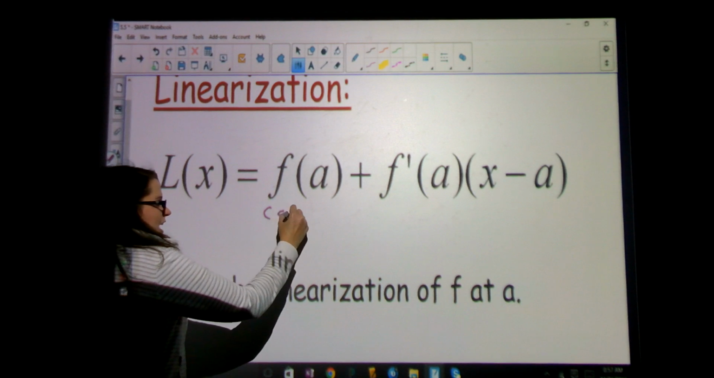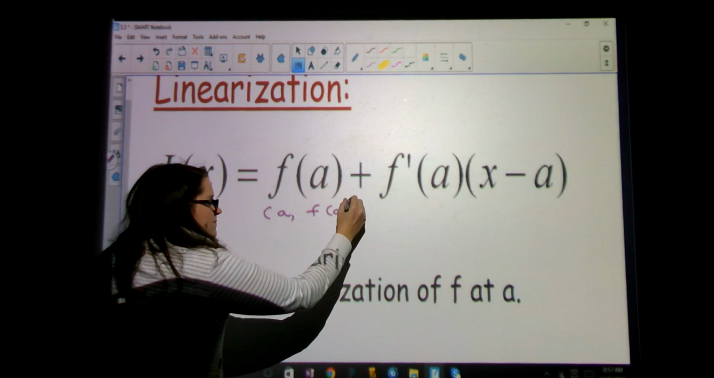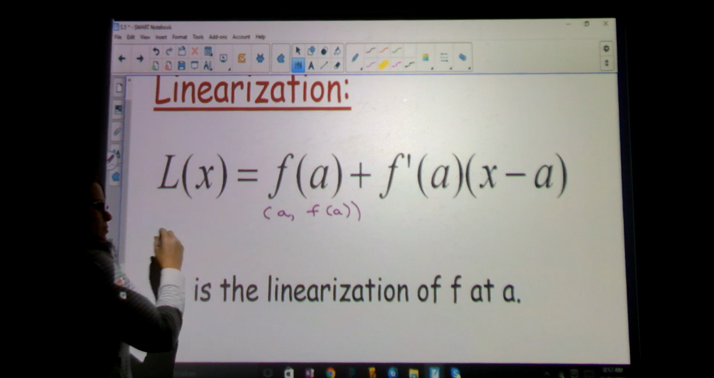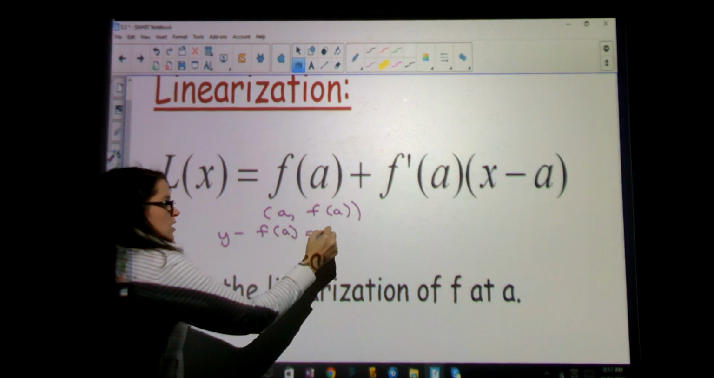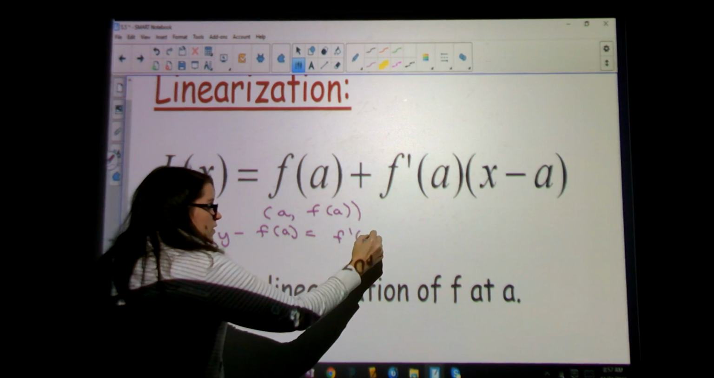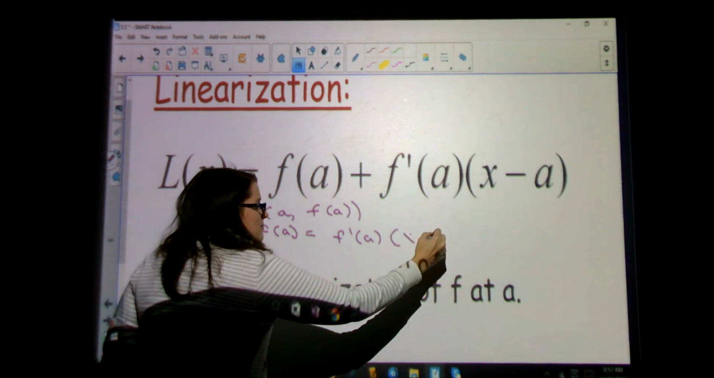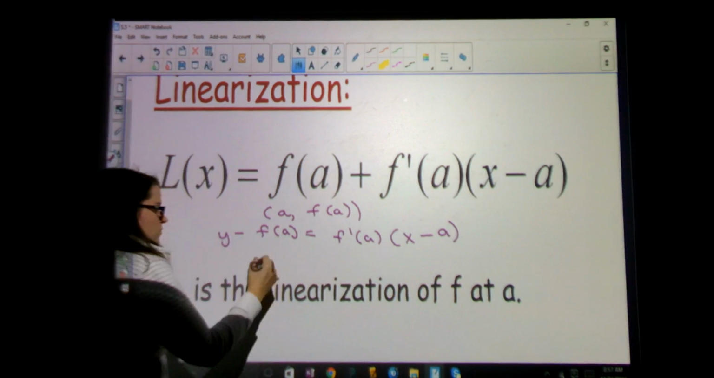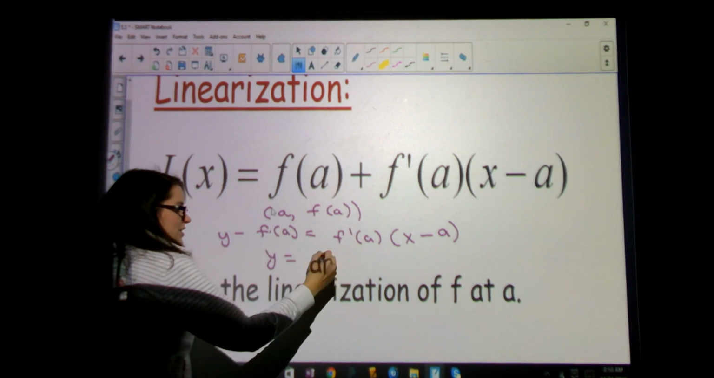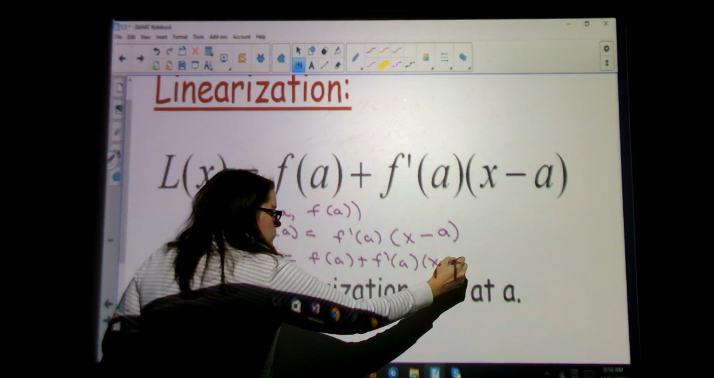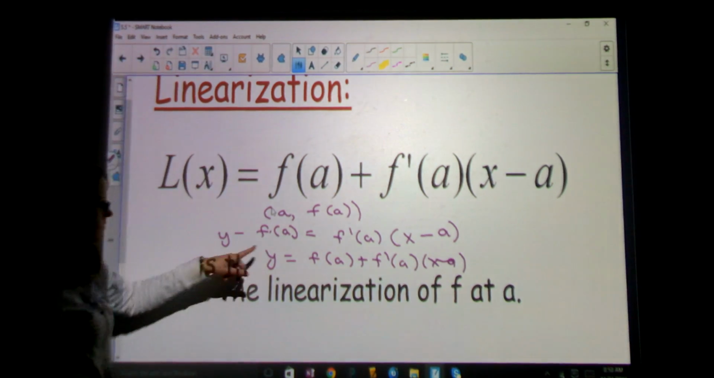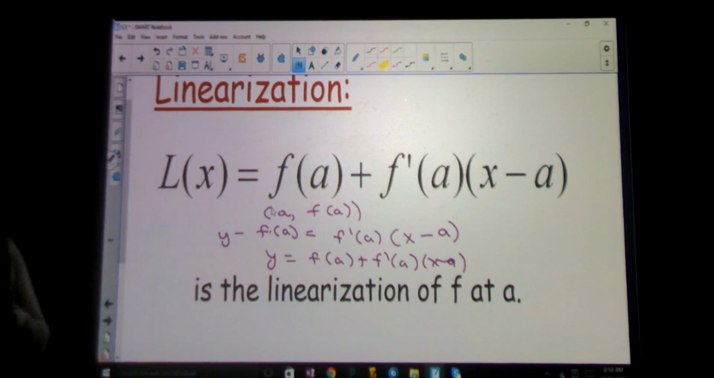If I have a point A, my y would be F of A. If I did a tangent line in point slope form, I would have y minus your y value equals your slope, which is the derivative evaluated at A, times x minus your x value. Solve for y, add that to the other side. Y is L of x. This is just a tangent line. That's all this is. They say a fancy word, linearization, for a tangent line.